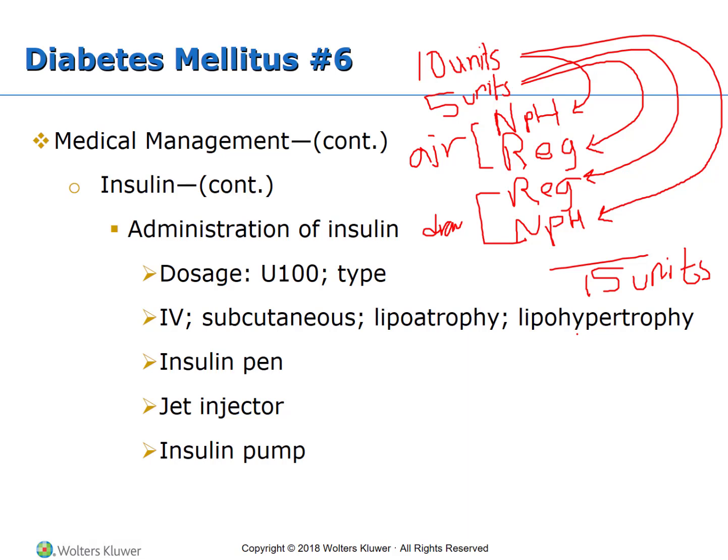Okay, so that's preparation of mixing two different types of insulin. So make sure you know that.